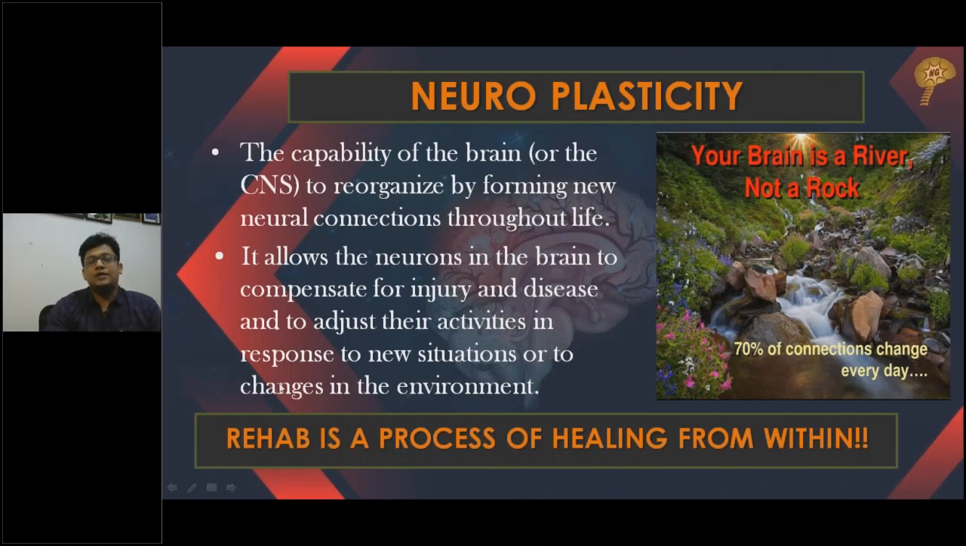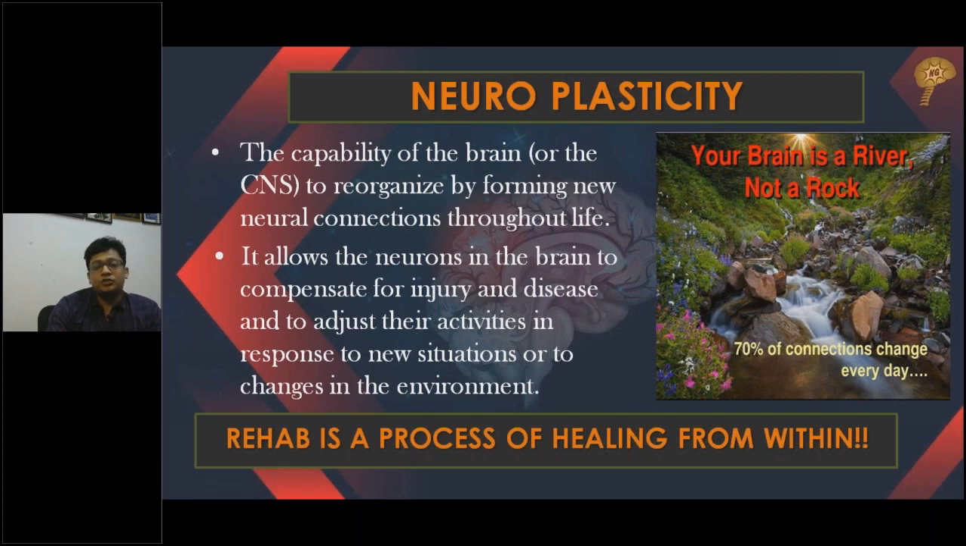Now I will explain what is neuroplasticity. Our brain is like a river and not a rock. So it can grow, it can find its tributaries, and it can move forward. It has the potential to form new connections. So that's why we call it a river and not a rock. The capability of the brain or the CNS to reorganize by forming new neural connections throughout life is neuroplasticity. It allows the neurons in the brain to compensate for injury and disease and to adjust their activities in response to new situations or changes in the environment.